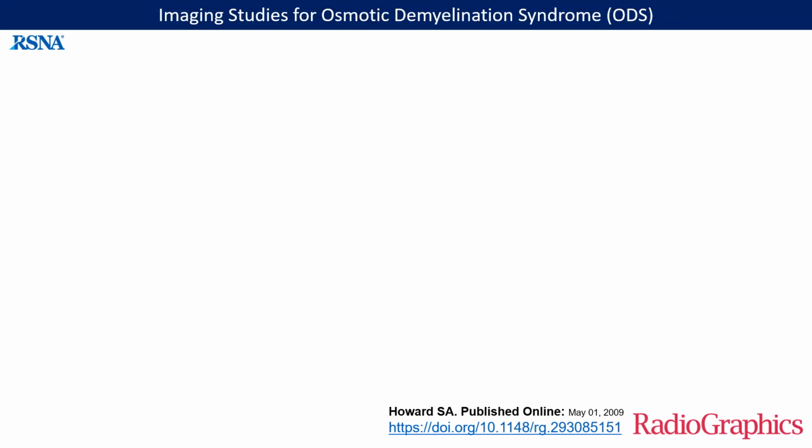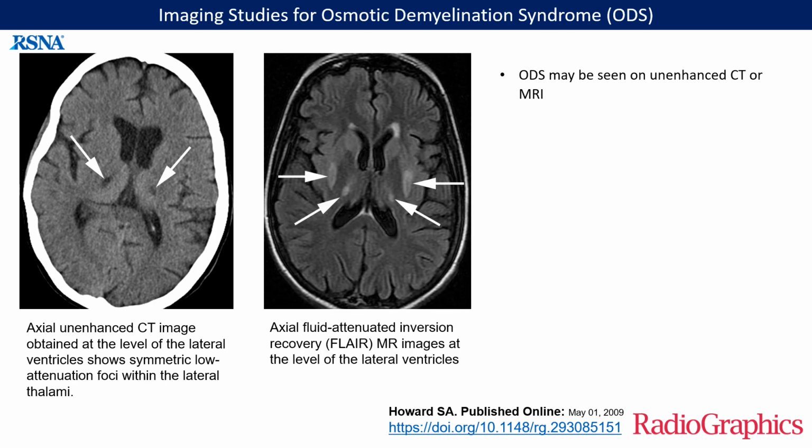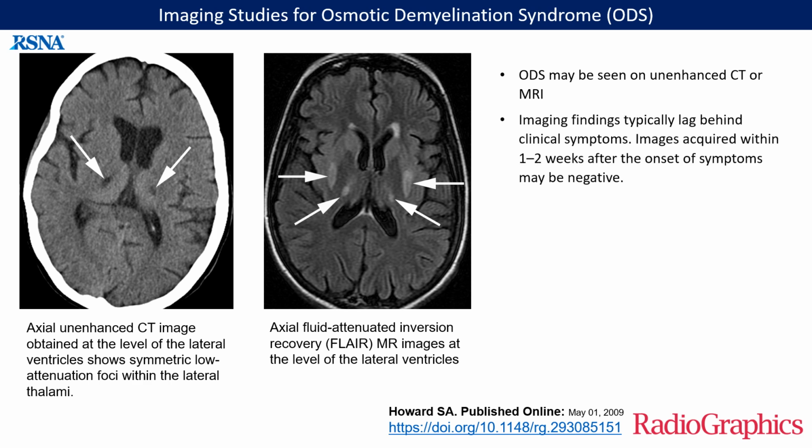Brain cell shrinkage that occurs as a result of rapid correction of hyponatremia can lead to a condition called osmotic demyelination syndrome, or ODS. ODS may be evident as low attenuation lesions on unenhanced brain CT or hyperintense lesions on MRI. Imaging findings of ODS typically lag behind clinical symptoms. Routine images acquired within 1 to 2 weeks after the onset of symptoms may be negative.